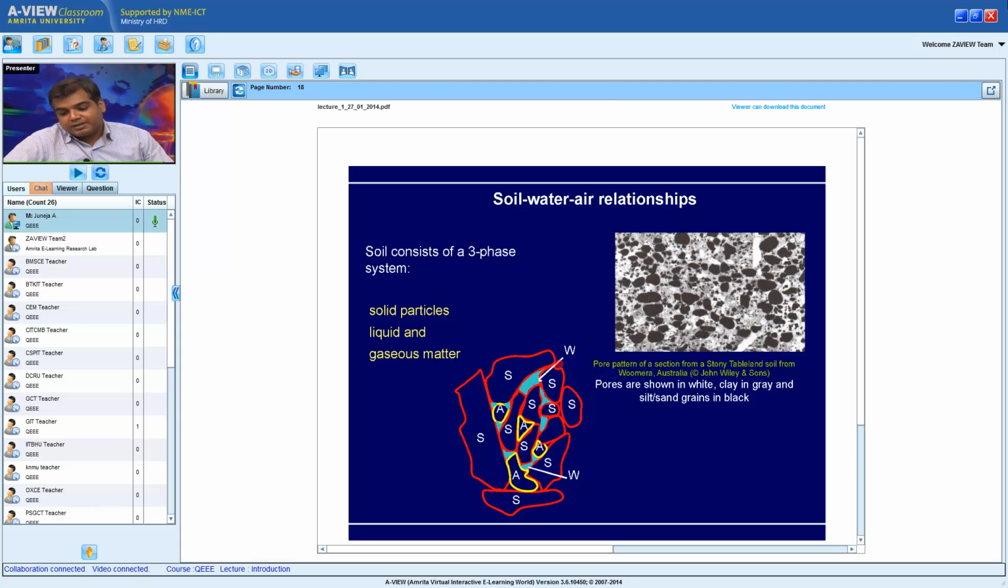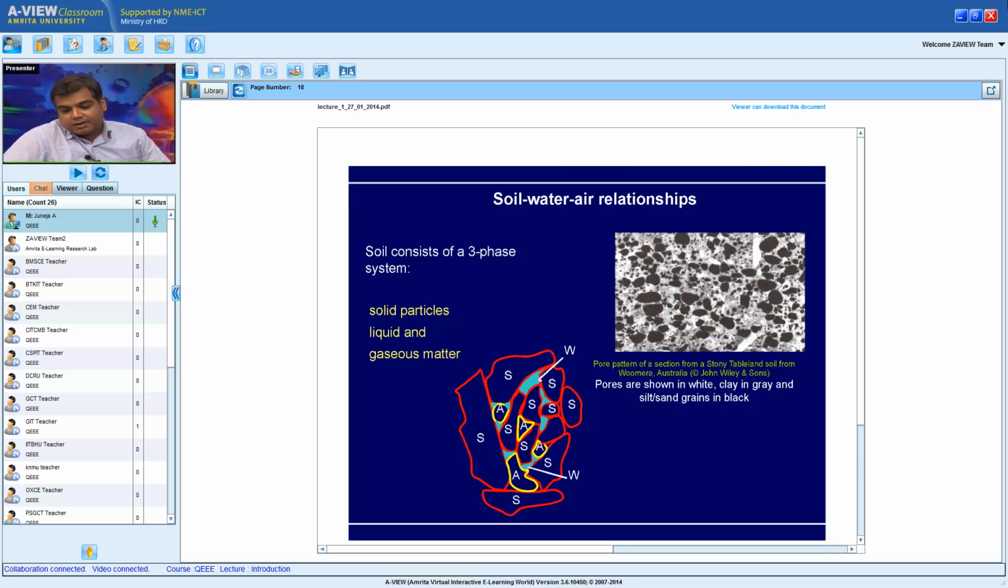Some of the empty spaces are filled with water, and they are marked as W. The other empty spaces have been highlighted in yellow, and they are marked as A. That's air for us. So you have a soil mass which is a three-phase system, which has solids, and within the solids it has gaps. The term for these gaps is pore. We will look at pore space in a while, and the gaps are filled either with water or with air.